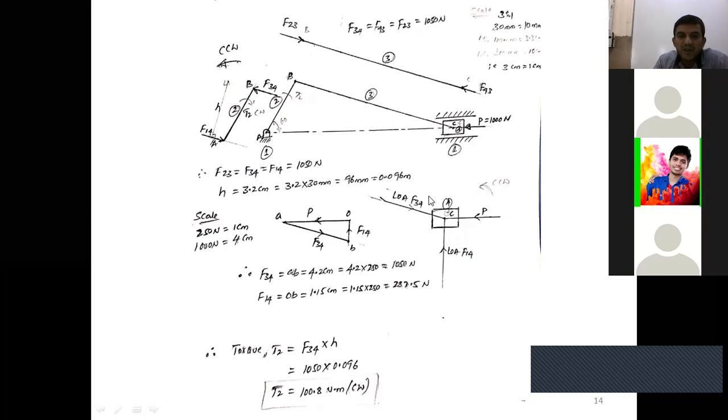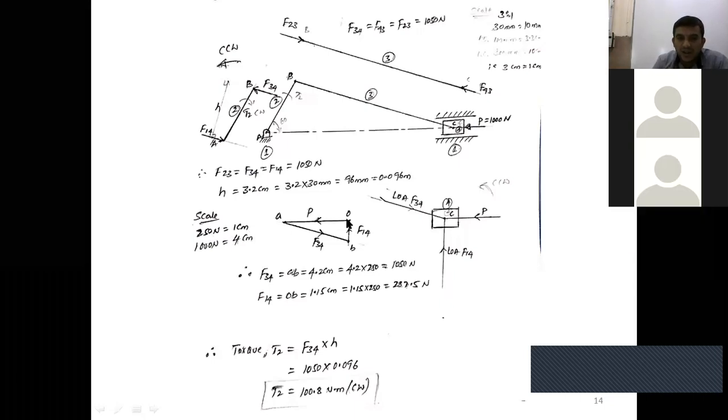Then we don't know the magnitude of the forces. We don't know the magnitude of F34 and F14, and also we don't know the direction, whether towards the slider or away from the slider. Then how do we get the magnitude and direction of those forces? We draw a force polygon by taking a suitable scale. What is the scale here? The external force acting on the slider is 1000 Newton. Based on this, we take the scale: 250 Newton is equal to 1 centimeter.